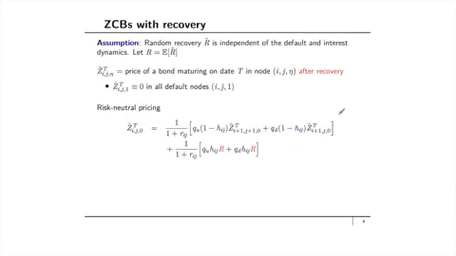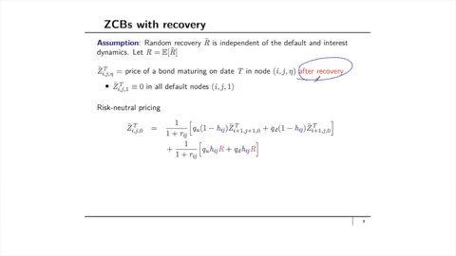Now let's extend this to the notion of recovery. I'm going to assume that the random recovery R tilde is independent of the default and interest rate dynamics, and let R denote the expected value of R tilde. As before, let Z bar T,i,j,eta denote the price of a defaultable bond maturing on date T in node i,j,eta. But now I'm going to emphasize the fact that this is after recovery, after whatever recovery amount has been paid. It's the ex dividend or the ex coupon. Here it's the ex recovery price. Again, once the recovery has been done, there are no cash flows available from these bonds. We already know that Z bar T,i,j,1 is going to be equal to 0 for all the default nodes.